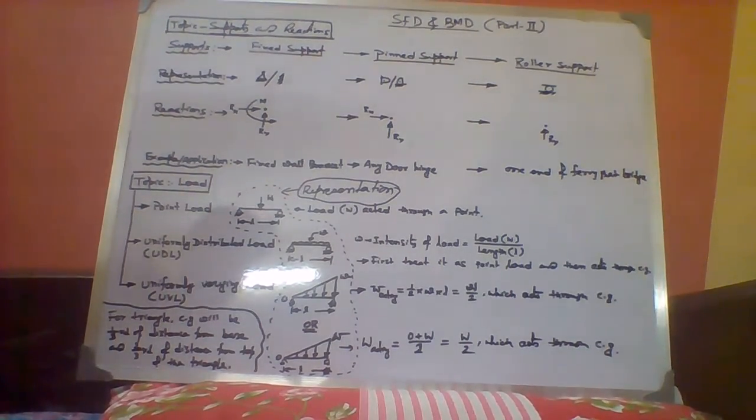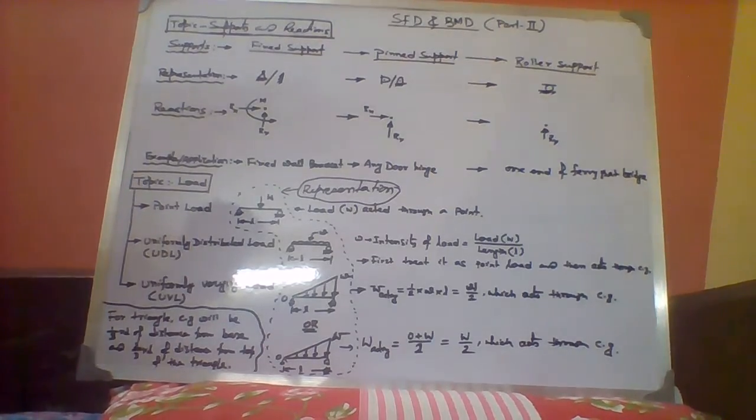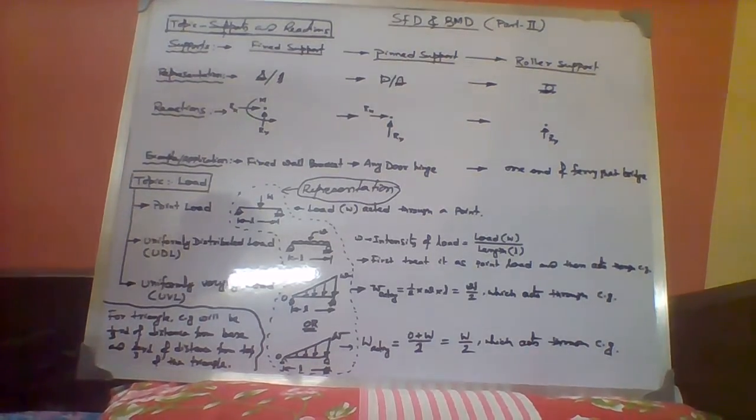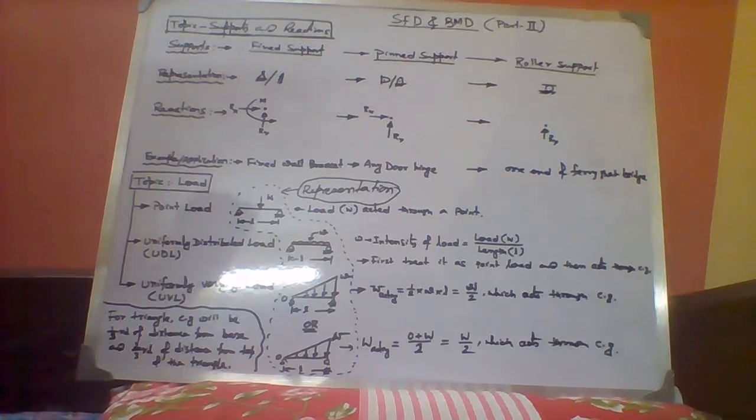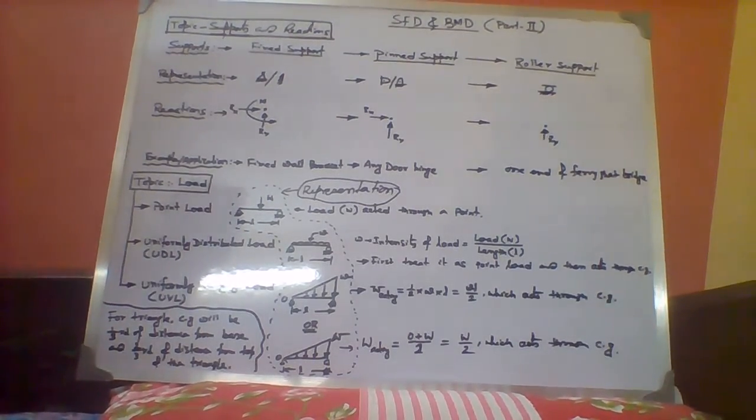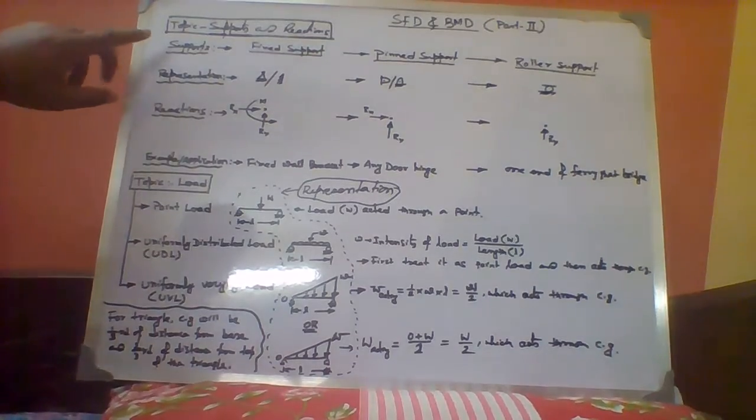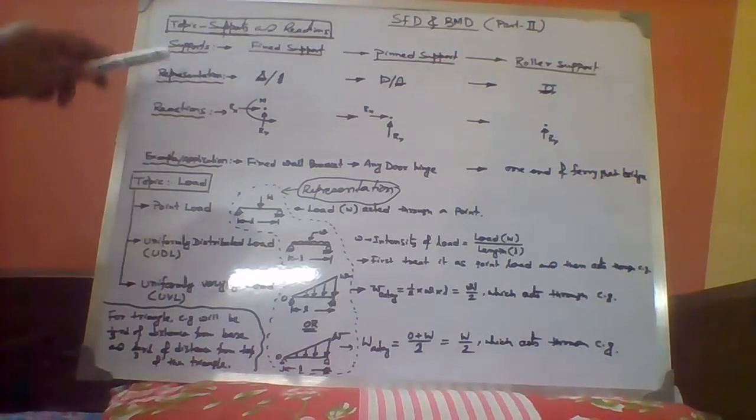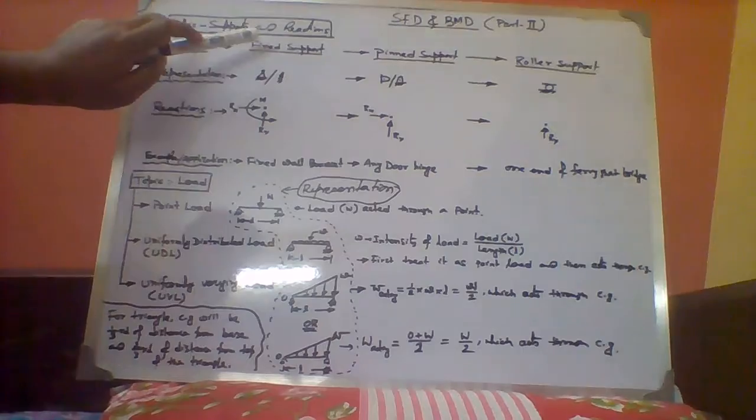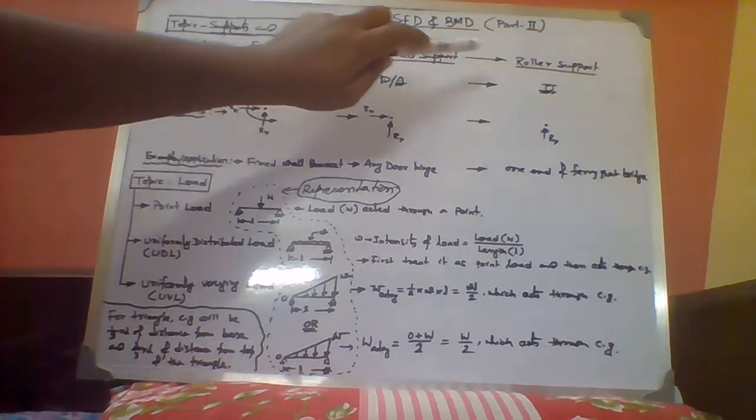Hello students, now we are going to start the second part of the topic SFD and BMD. So it's a continuation class. Our first topic is supports and reactions. Here you can see the first one is indicating the supports. There are three kinds of supports: fixed support, pin support and roller support.